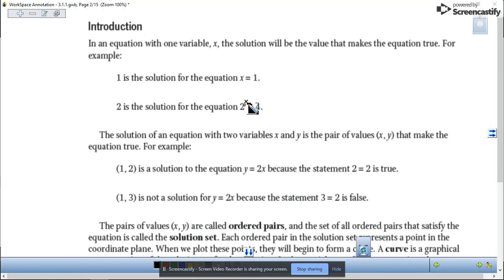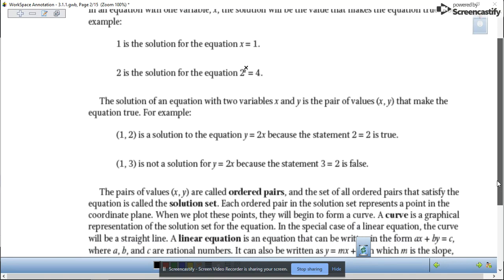If an equation has 2 variables, x and y, the coordinate point x, y that makes the equation true is the solution, right? For example, 1, 2 is the solution to the equation y equals 2x, because the statement 2 equals 2 is true. In other words, if you plug in 1 for x and 2 for y, you get a true statement. 1, 3 is not, because when you plug it in, you get 3 equals 2. We've had this conversation before. This should be reviewed. All right?